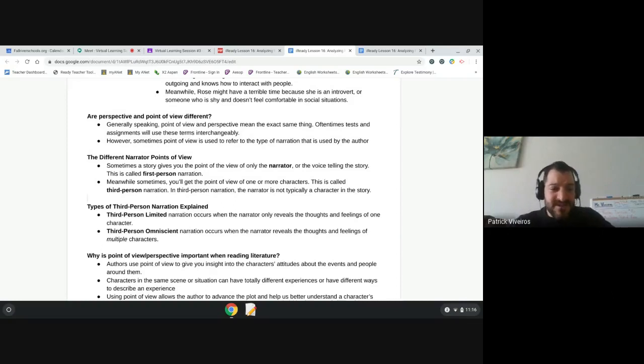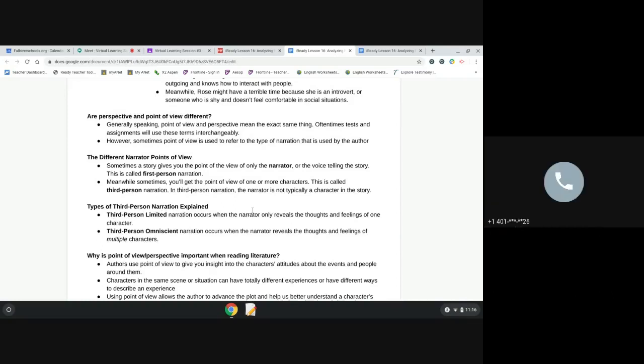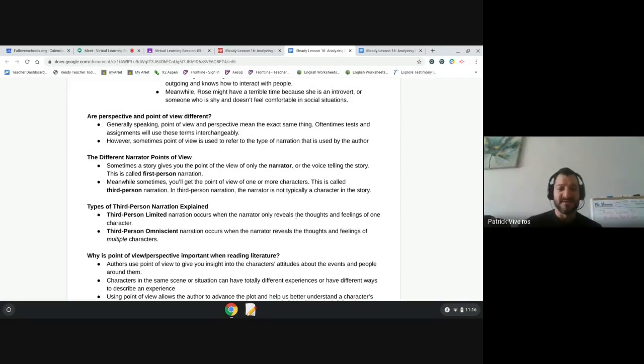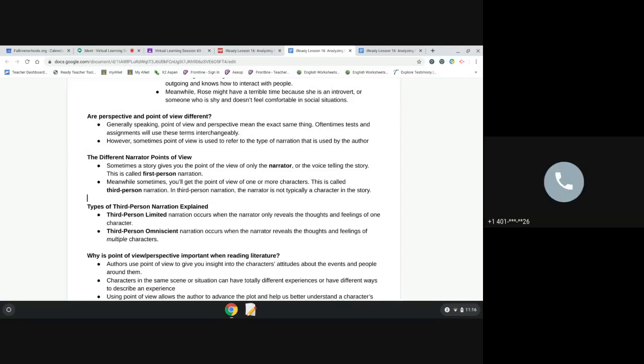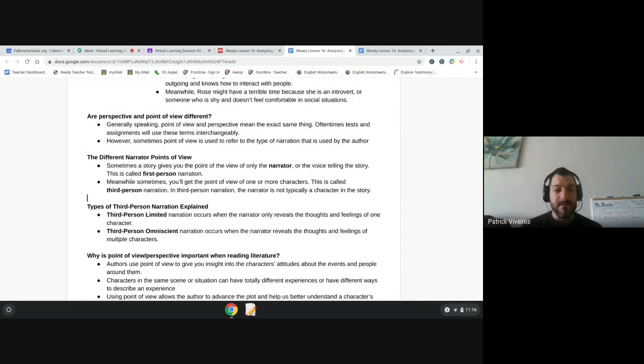So the types of third-person narration: we have third-person limited, which is where narration occurs when the narrator only reveals the thoughts and feelings of one character. So in third-person limited narration, the narrator is telling someone else's story, and they only know one character's thoughts, feelings, or motives.